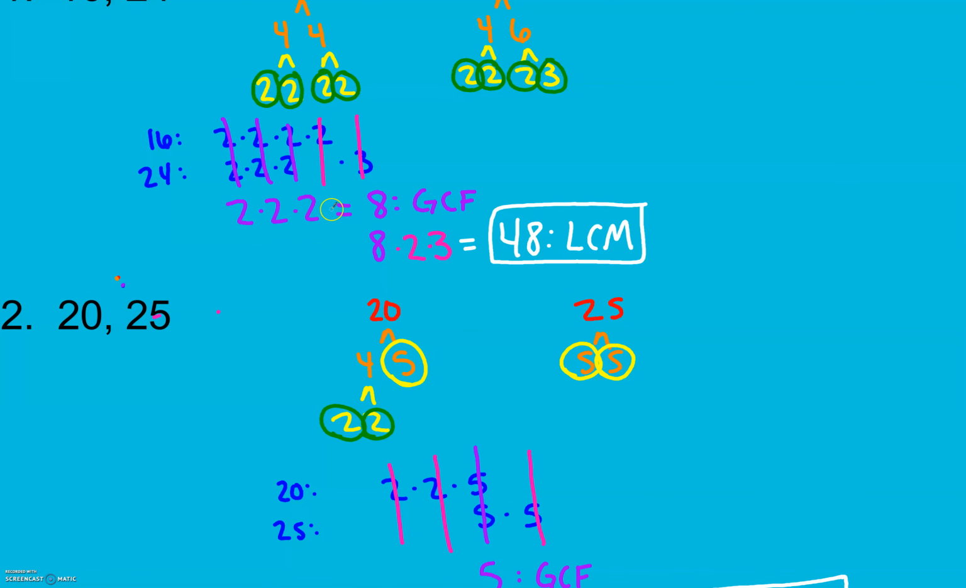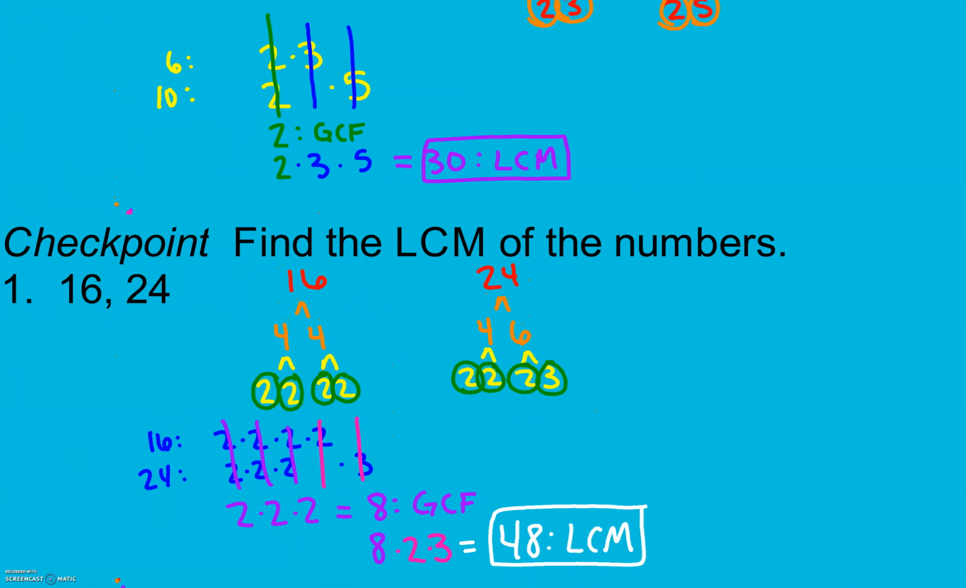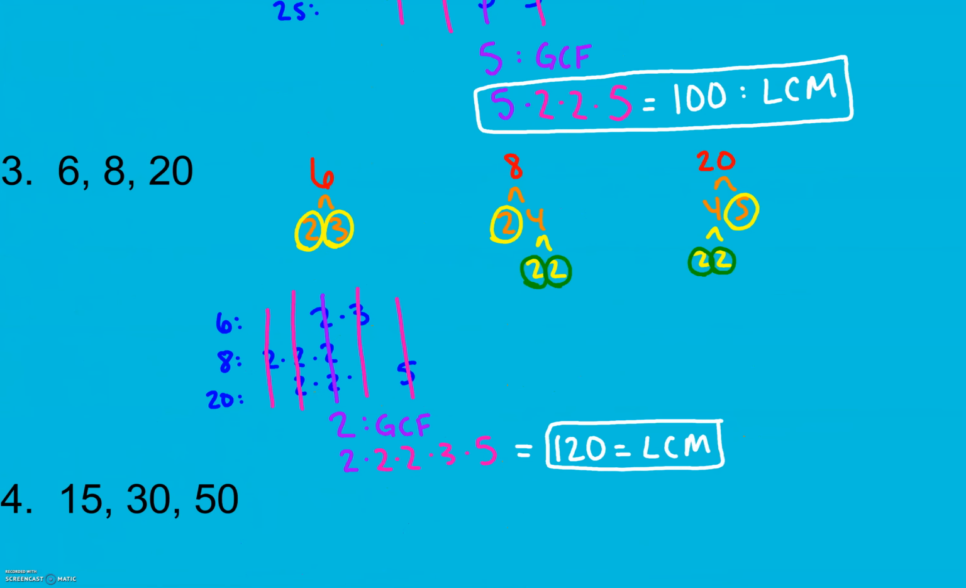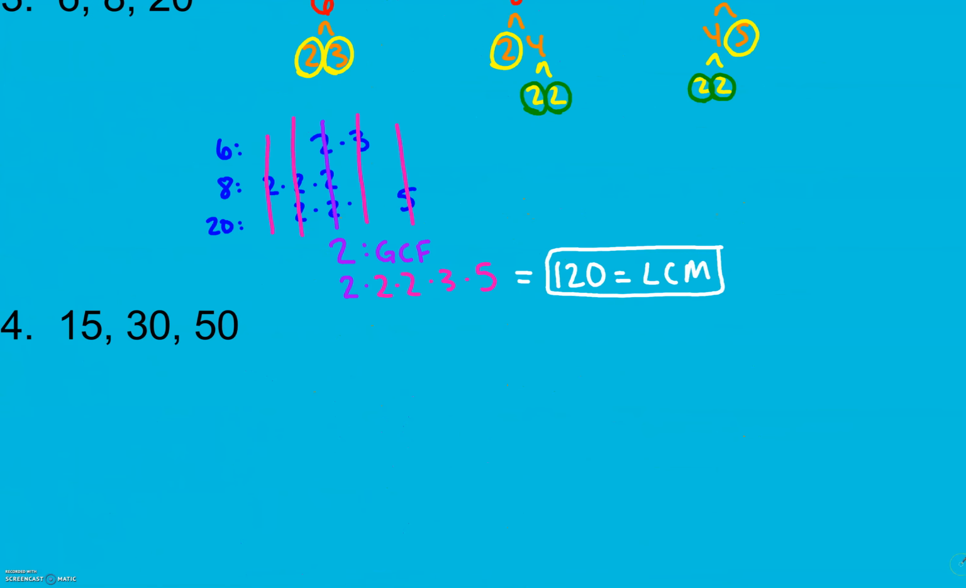Greatest common factors are purple, so I took 2 times 2 times 2, and then times my 2 and my 3 columns. So we're actually just multiplying all of our columns together. Okay, so least common multiple means we're going to multiply our columns.